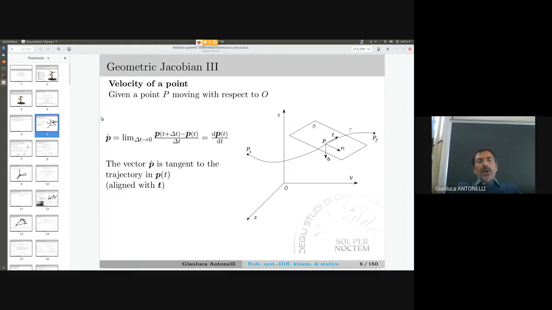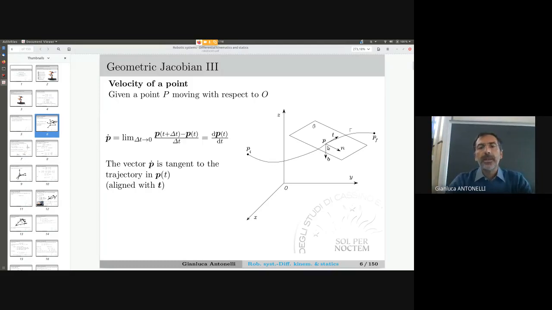The velocity of a point. This is a basic concept, but let us start from the beginning. This is just a point P, moving with respect to an inertial frame, or world frame, or base frame, or fixed frame. The concept is this frame is fixed. We ignore the movement of the Earth and this is fixed. Okay, so it works as an inertial frame.